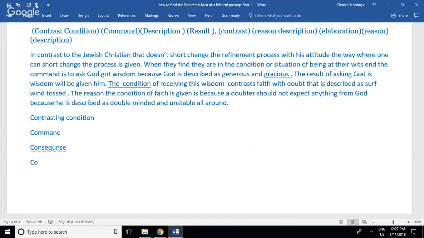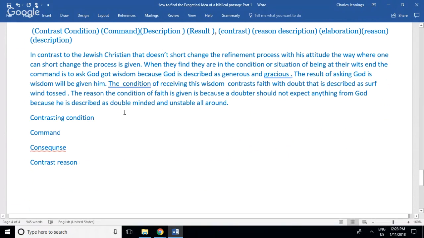All right. Then we have a contrasting, a contrast again. And it's given a contrasting reason. Let's see. Perhaps we can break it down like that. So, in short, what this passage is doing, I know there are descriptions in the passage, but the descriptions are secondary to these main points.